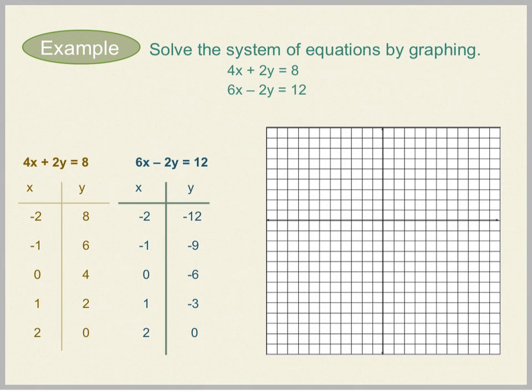So for example, if we take this system of linear equations, the first line is 4x plus 2y equals 8, and my second line is 6x minus 2y equals 12. I have worked through both of these lines with a T-chart, and now I will look to graph both of these lines.